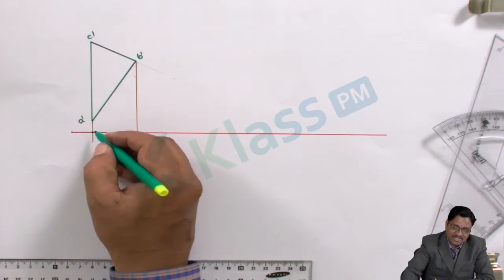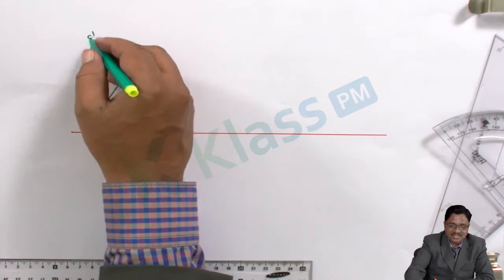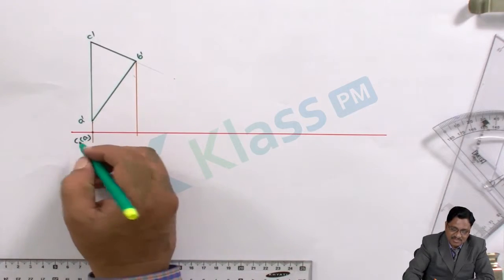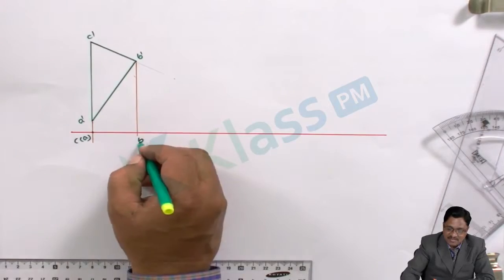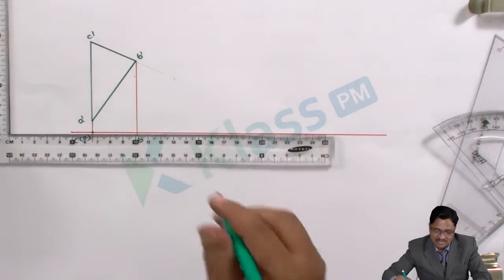So now this corner represents both the points. Since C is visible, A is invisible, mentioned in the bracket, and this is B, and this is the length of the side in the top view.